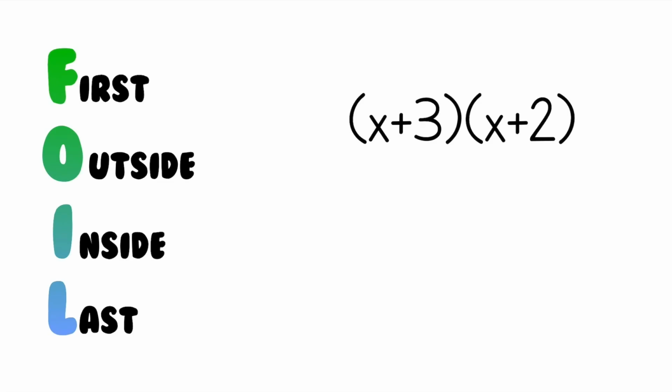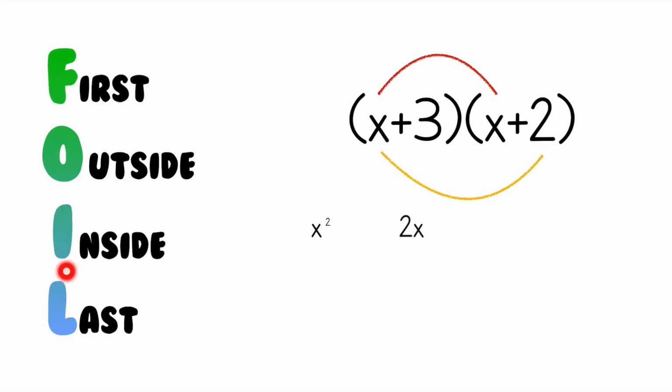We can use FOIL to multiply these two binomials right here. If you didn't know, the parentheses right here means that we're multiplying this binomial by this binomial. Since the F here stands for first, we're going to multiply the first term from each binomial together. So that's x times x, which gives us x squared. Then the O stands for outside, so we're going to multiply the outside terms together. So that's x times 2, which is 2x.